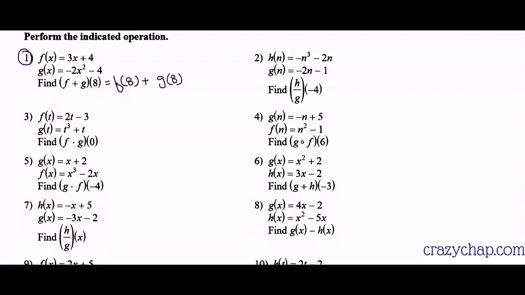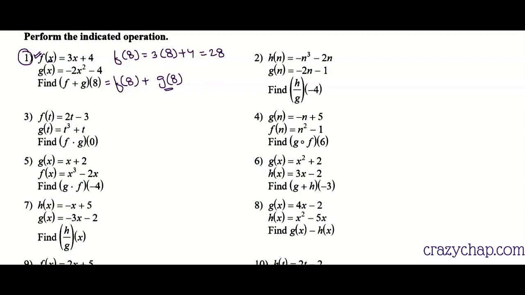And that is easy. Basically we have to find the value of f(8). So to find the value of f(8), in place of x, we'll just plug in 8. So that makes 3 times 8 plus 4, which is actually 28. So we got the f(8) value.